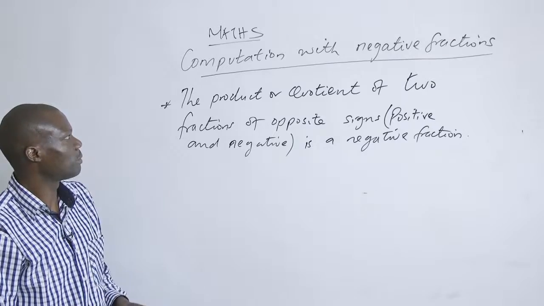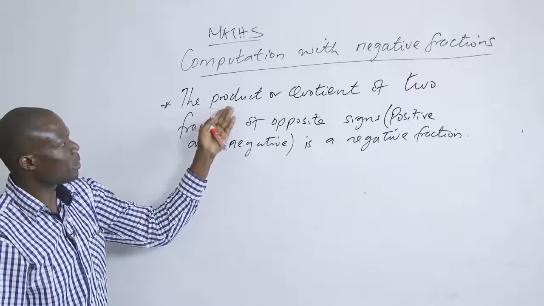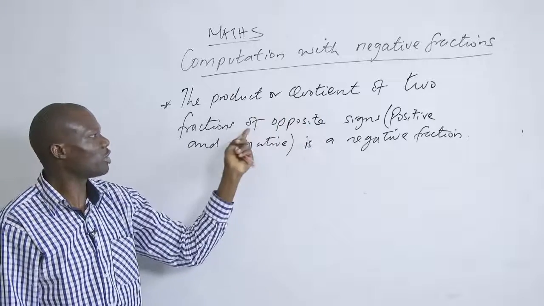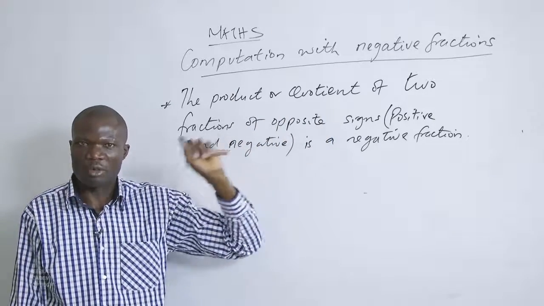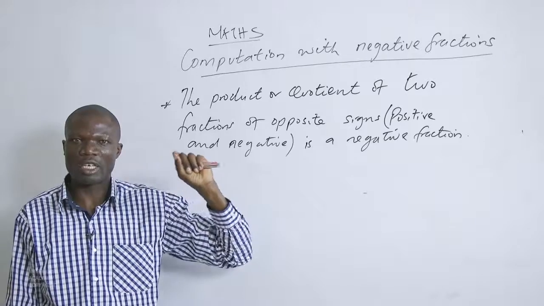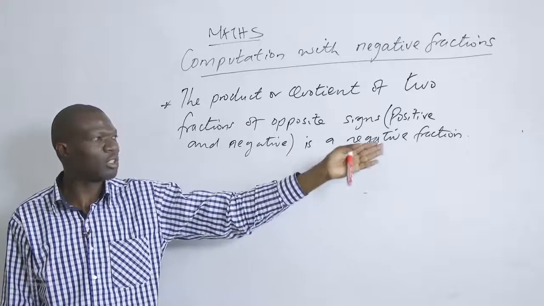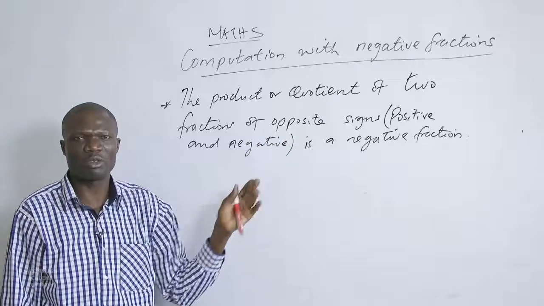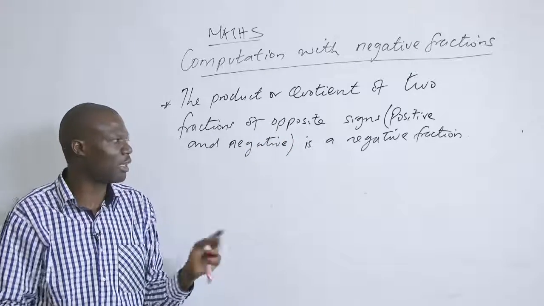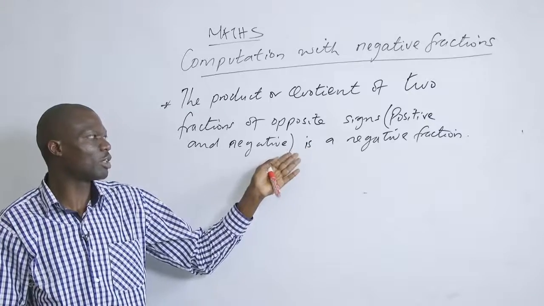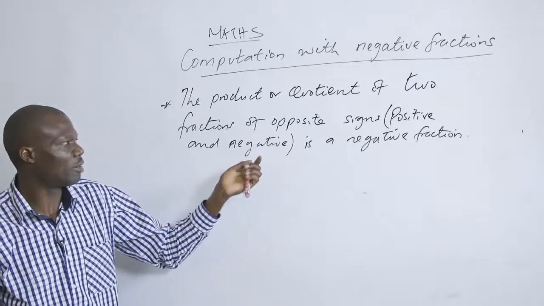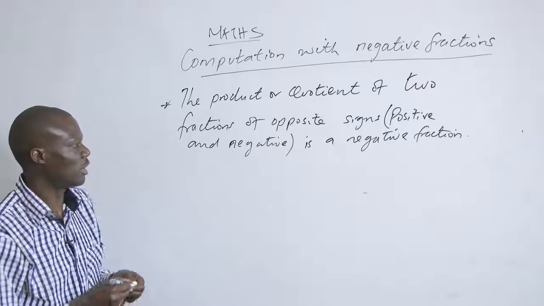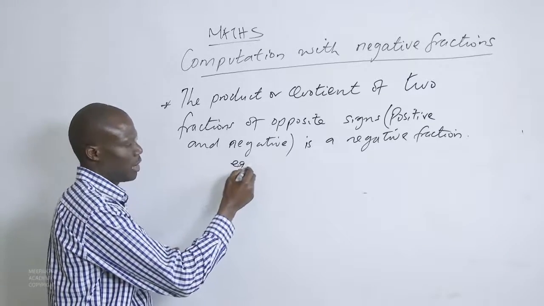So looking here, the product or the quotient of two fractions of opposite signs. When you talk about opposite signs, either one fraction is positive and the other one is negative, or one is negative and the other one is positive. So they are not alike, positive and negative. The product or the quotient of such fractions will give us a negative fraction. Let us see how that one applies.